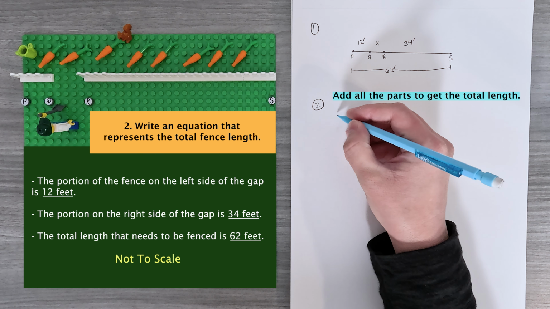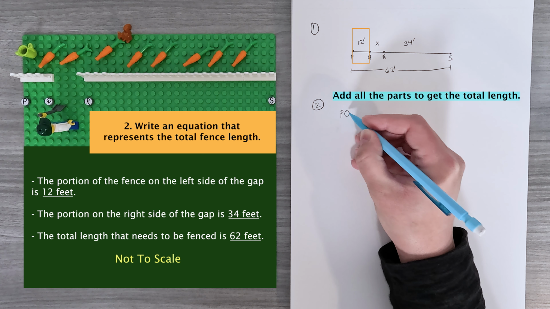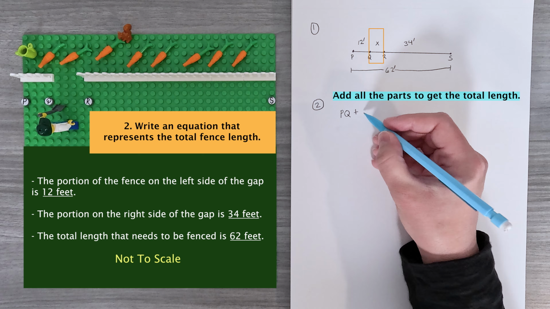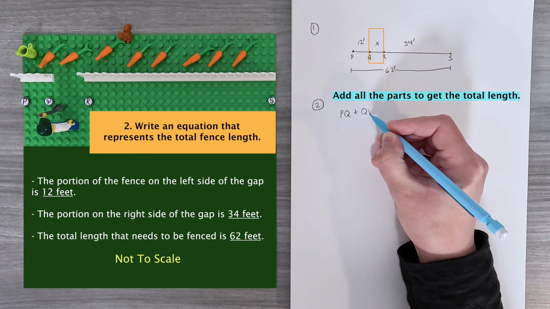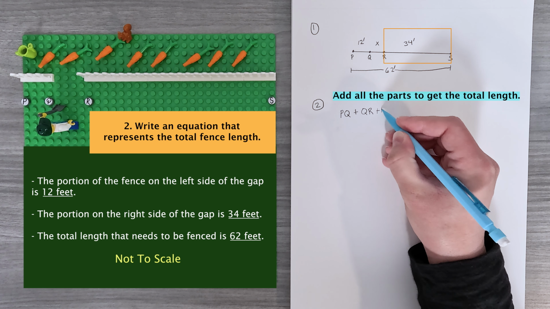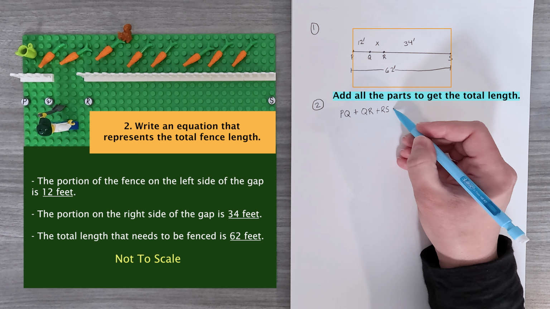So it would be PQ plus QR plus RS, and that would equal PS, the whole thing.